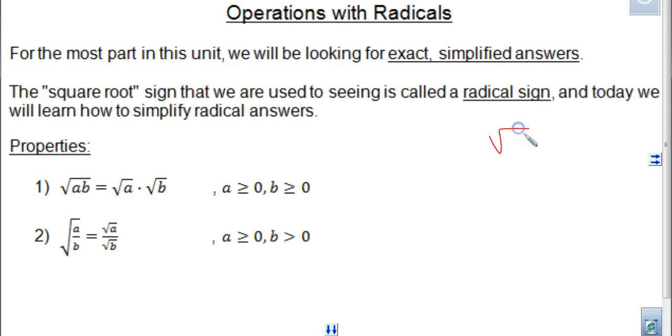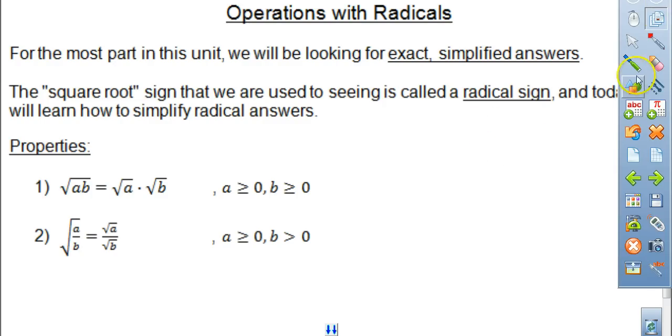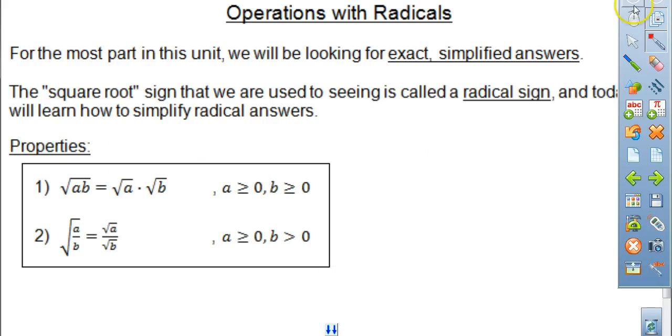So if we end up getting an answer of root 26, I don't want you to say it's 5.1 blah blah blah. I want you to reduce that root 26 to lowest terms. So these two properties right here are going to help us. And this is something you need to remember.